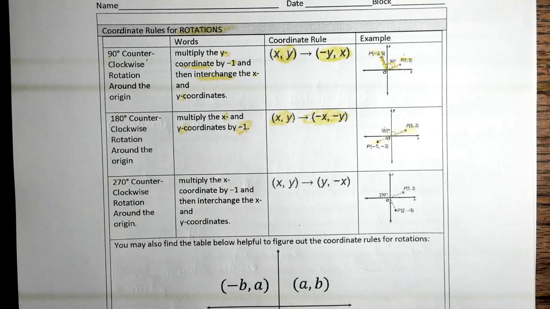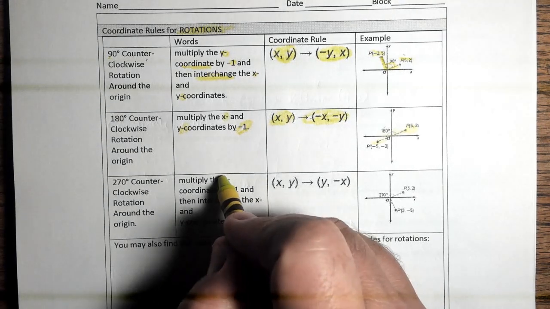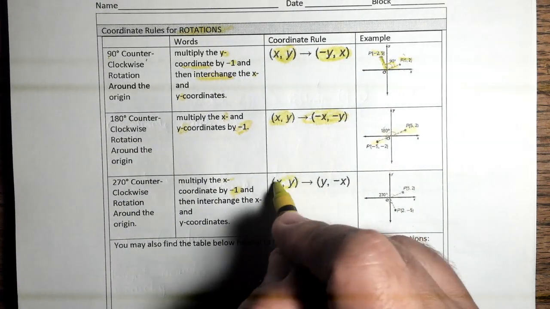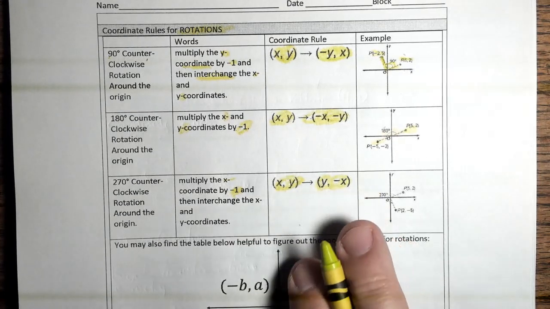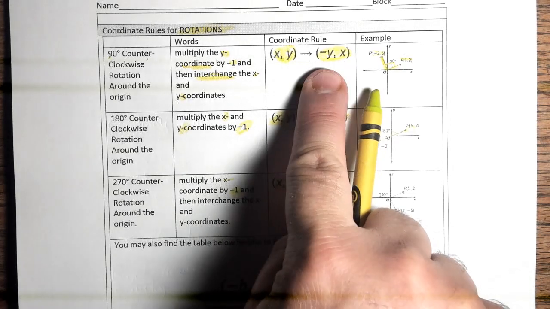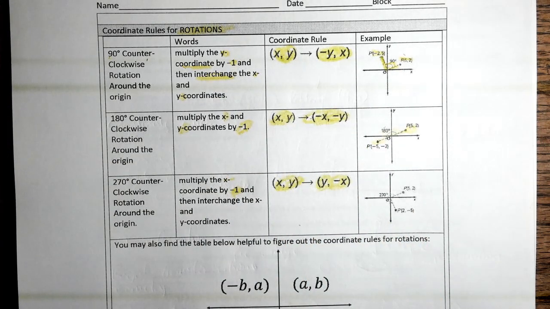For 270 counterclockwise rotation, we're going to multiply the x coordinate by negative 1 and interchange. So do like we did here, except x comma y becomes y comma negative x. We flipped them, but the x became negative. Where it was 90 degrees, the y became negative, but we still flipped them. We'll go over this enough in practice that you'll remember this. It'll become second nature to you.